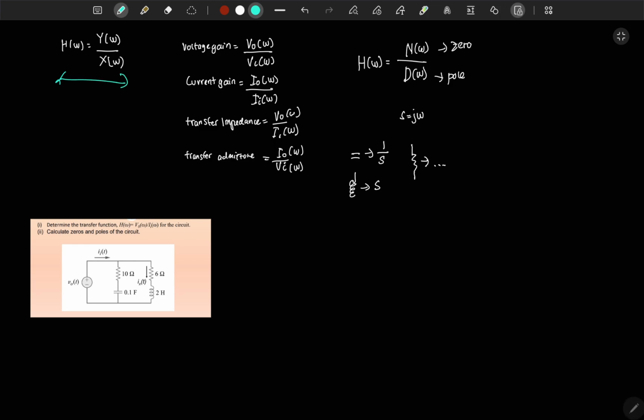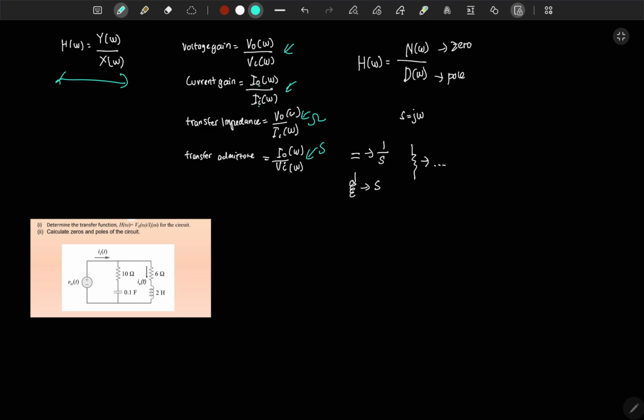Okay, so in transfer function we have four types. Voltage gain, where it is voltage out by voltage in; current gain, current out by current in; transimpedance, which is in ohms; and admittance, which is in Siemens.